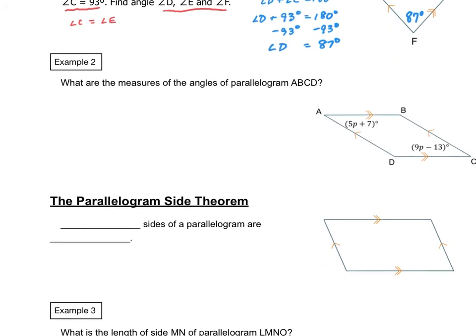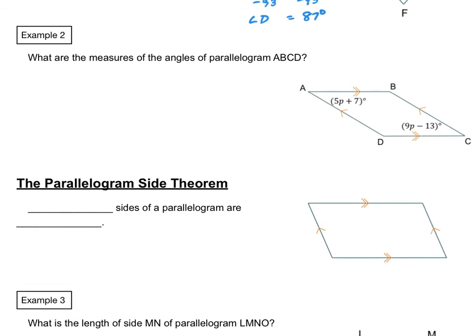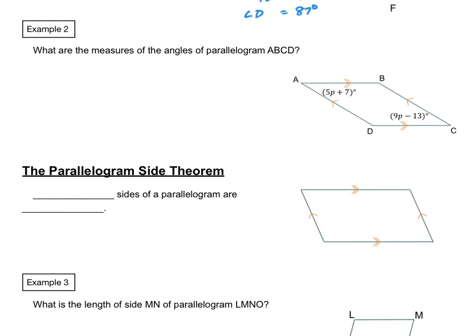And let's see here, example 2, what are the measures of the angles of a parallelogram A, B, C, D? Well, they haven't given us a specific degree measure like they did in the last problem, but what they did show us is that it looks like angle A is 5p plus 7 and angle C is 9p minus 13. So if we use some of those properties that we just talked about, we know that opposite angles are congruent. So angle A is going to be congruent to angle C. So the measurements are going to be equal. So the measurement of angle A is equal to the measurement of angle C.